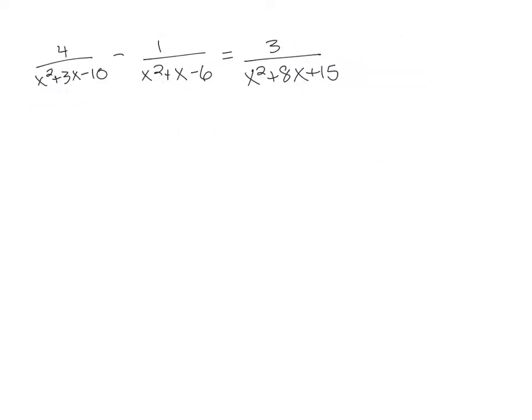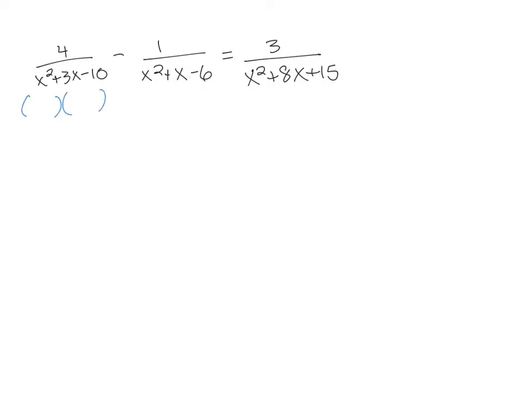Now we have 3 denominators that have to be factored. Once we factor each of the denominators, we're going to write down our LCD, which is just going to be a list of all of the individual factors that are in the whole problem. So here we go. Let's do this in blue.